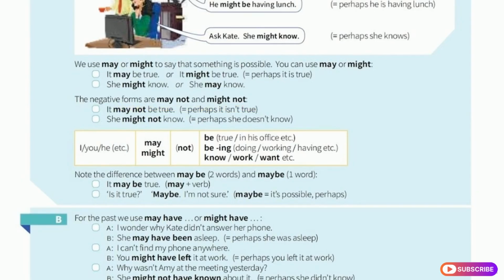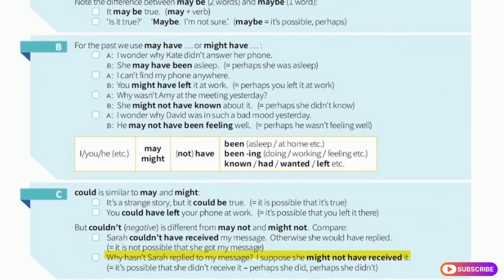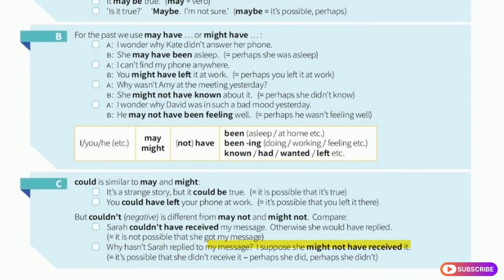But notice the difference here in section C. If you say Sarah might not have received the message, it means perhaps she didn't get it. But if you say she couldn't have received it, you are stating an absolute impossibility. There is zero chance she got the message.